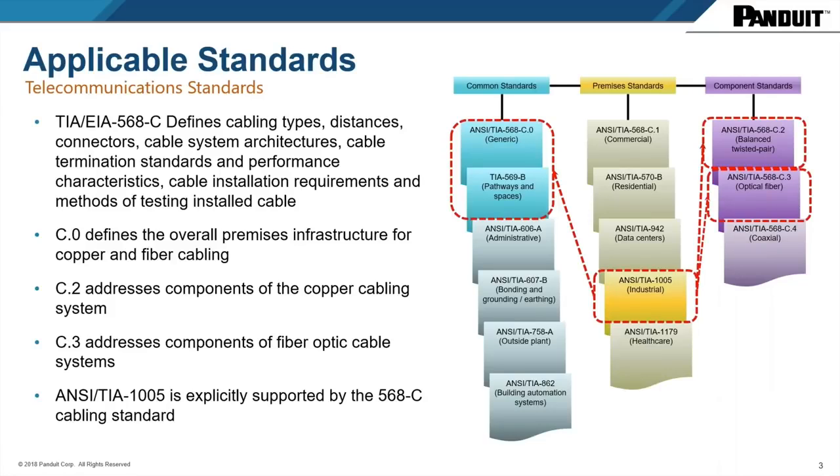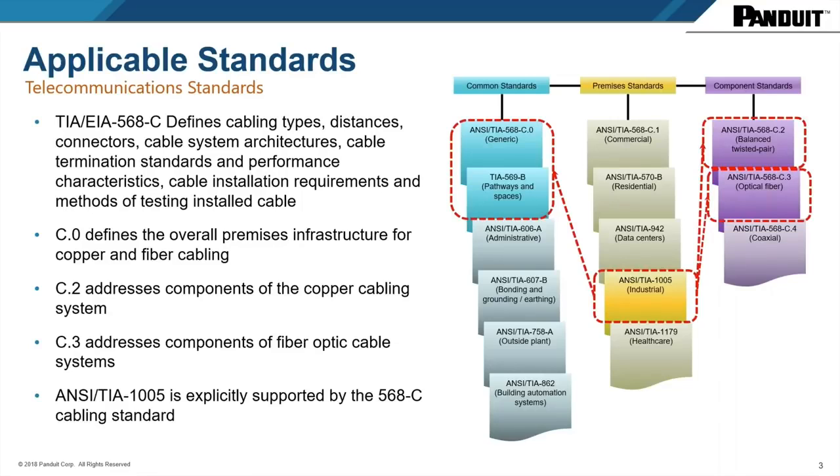So TIA 568 is a common standard that was initially created to discuss how communication networks are deployed in general. That standard evolved over time and several additions were added to it. So the C0 version defined the overall premises and how infrastructures are laid out. Versions C1 and C2 address different things. C1 addresses commercial and C2 addresses how twisted pair connectivity on the copper side is used.